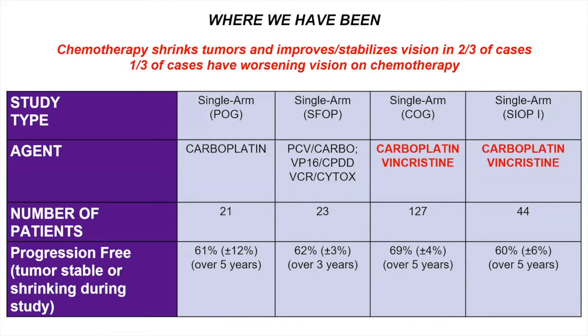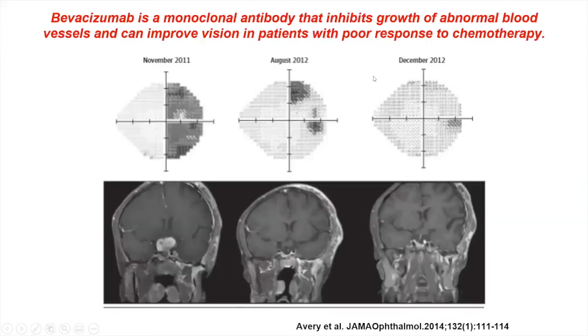And so therefore, researchers have looked at ways in which we can help improve the vision for these patients who don't respond to chemotherapy. And here I'm highlighting a specific medicine called bevacizumab. So bevacizumab is a drug that is also referred to as a monoclonal antibody because it targets the growth of the abnormal blood vessels. And we think that cancer requires a large number of blood vessels to grow. It requires a large blood supply.